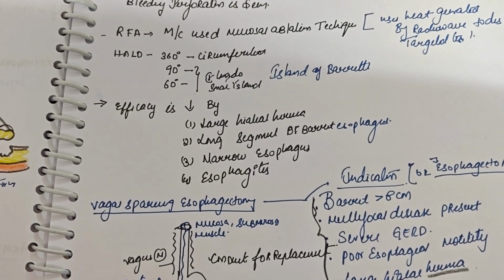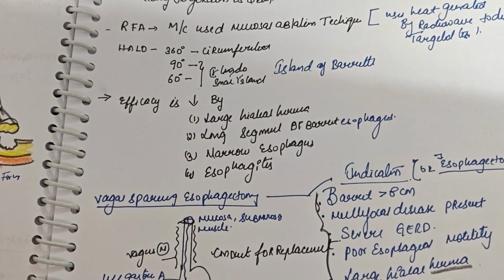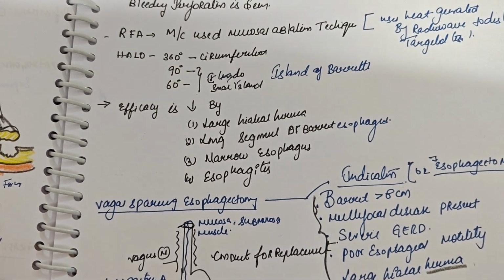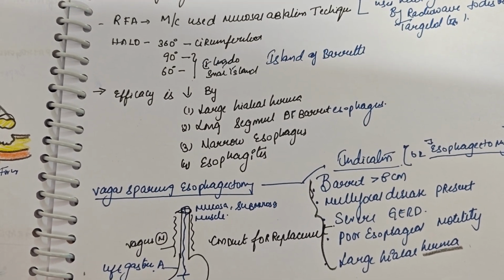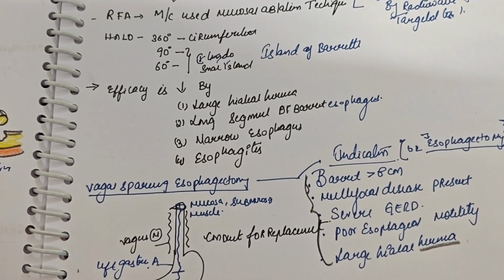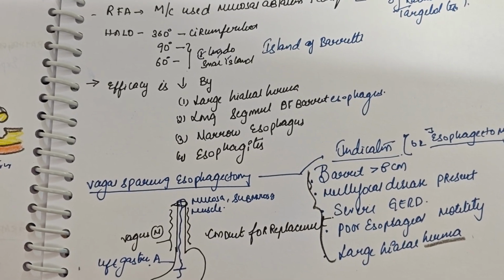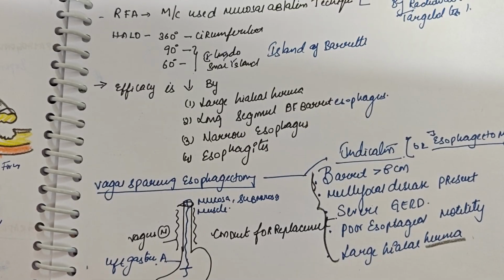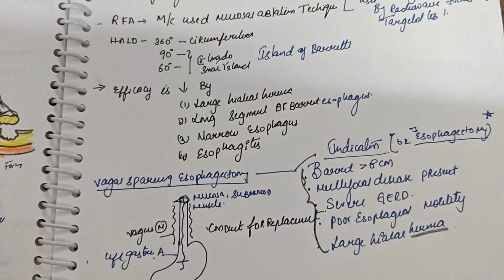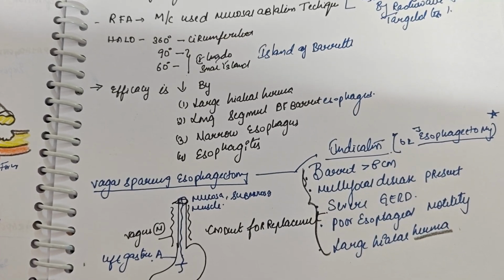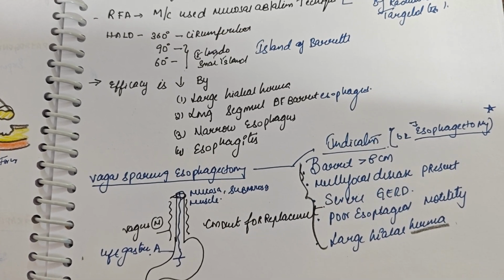Now, you have one type of radiofrequency ablation, known as HALO, where it can cover 360 degrees of circumference. For 90 degrees or 60 degrees, it is used for the islands of Barrett's esophagus. Now, efficacy means how much potential it has. The efficacy of radiofrequency ablation decreases.